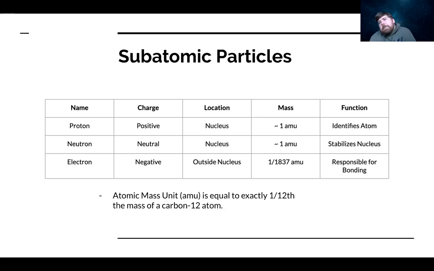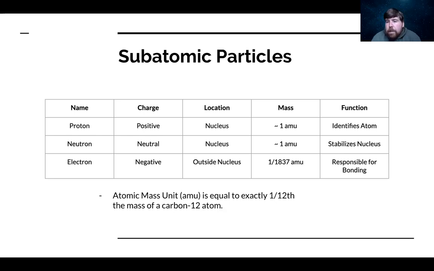The last subatomic particle that we're going to be looking at is the electron. The electron is the negatively charged subatomic particle. It is located outside of the nucleus in subshells and energy levels, which we'll discuss a little bit later on down the road. It is roughly 2,000 times smaller than the proton and neutron. It's incredibly small. What we want to understand about the electrons is that they are responsible for bonding. Bonding occurs because of the number of electrons that atoms have.